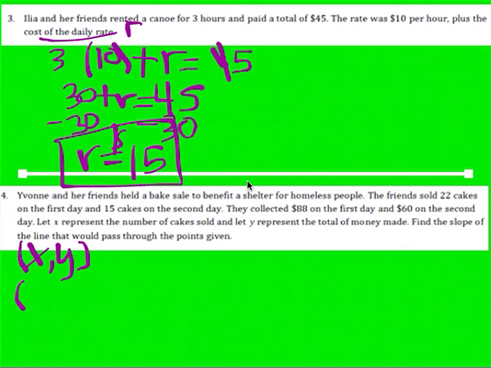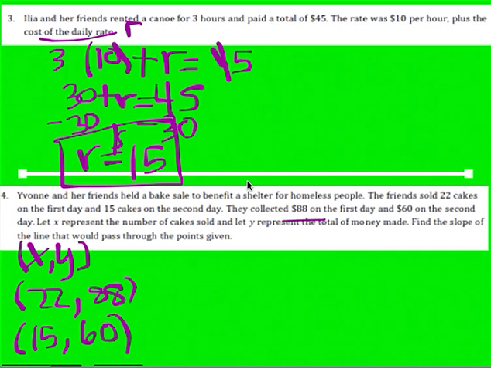Let's have this first one be the first day. So on the first day, they sold 22 cakes and they made $88. The second day, they sold 15 cakes and they made $60. Okay? So now let's go ahead and figure out the slope.